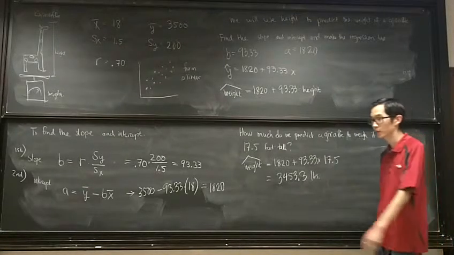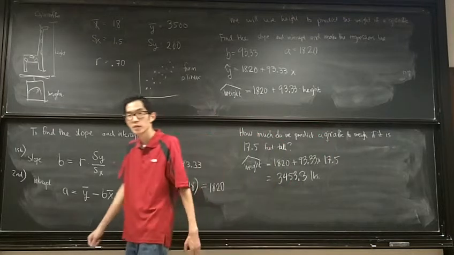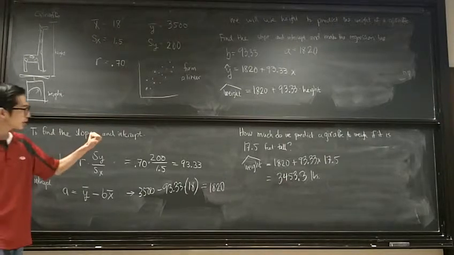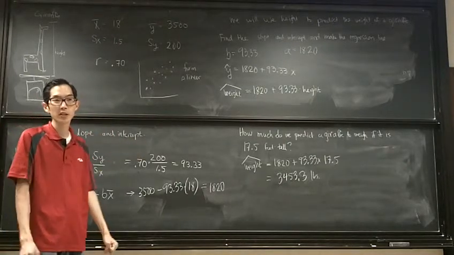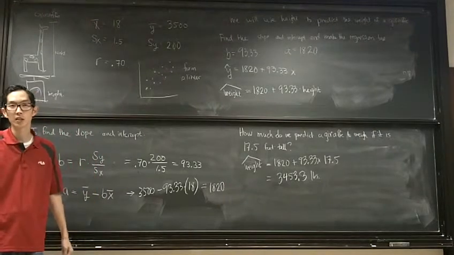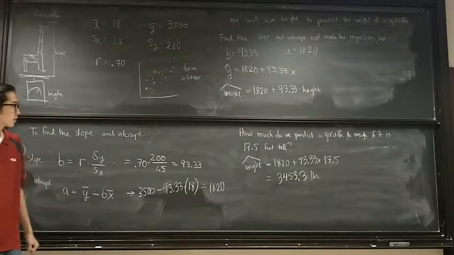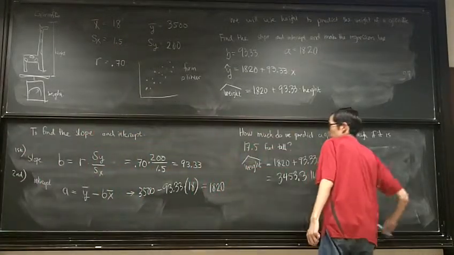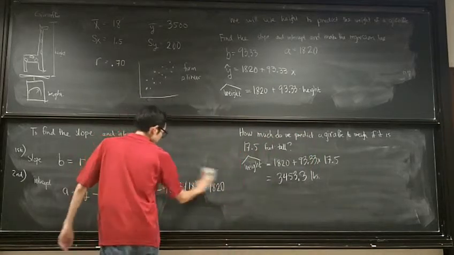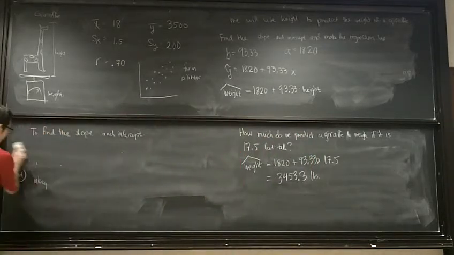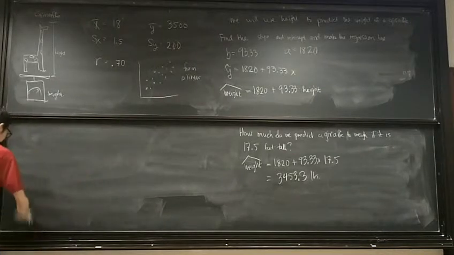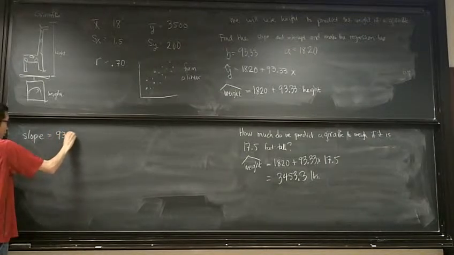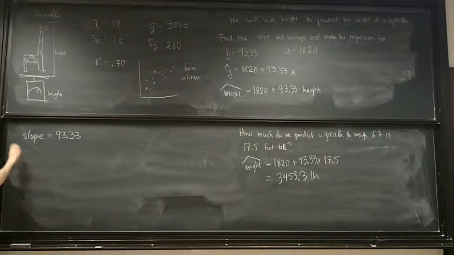What is the slope? 93.33. Give me the interpretation of the slope in this context. Is it alright if I erase this? The slope is 93.33. Okay? What is the interpretation? Pay careful attention.